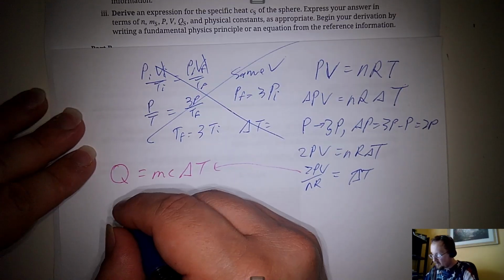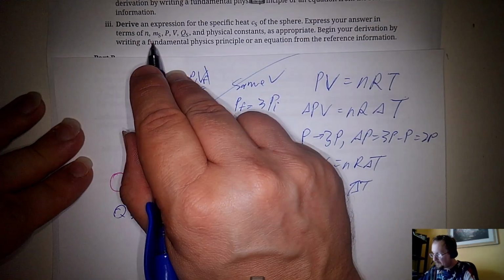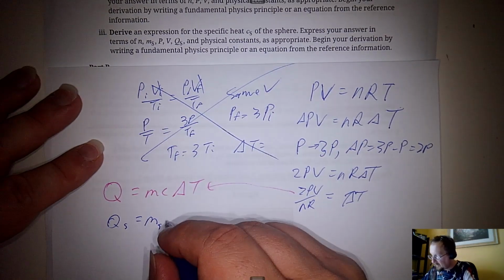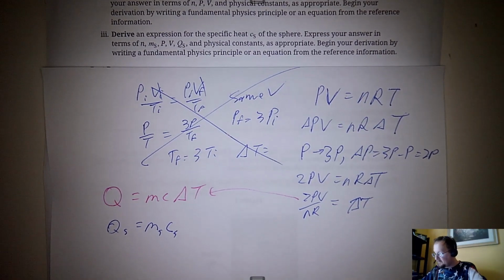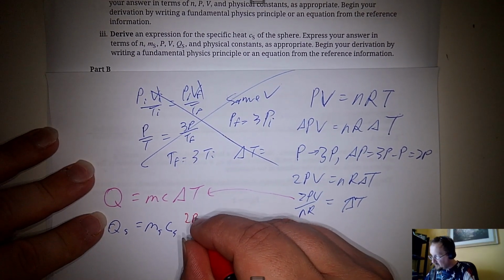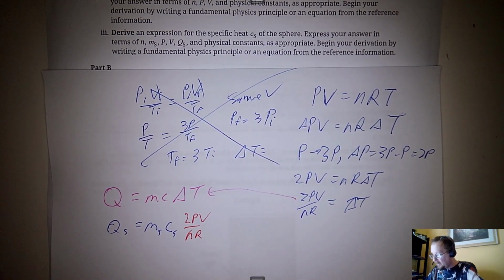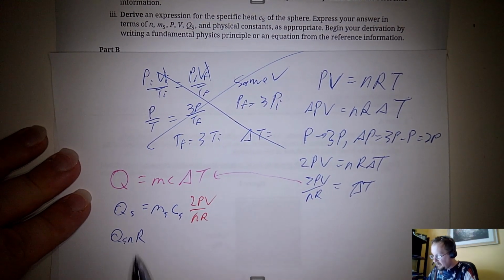So we're going to do Q subscript S equals M of the sphere. So let's put the correct subscripts on it. We really need to put the correct subscripts on everything. C S, and then the delta T is 2PV over nR. So then we're just going to bring the nR up. So it's going to be QS nR up.